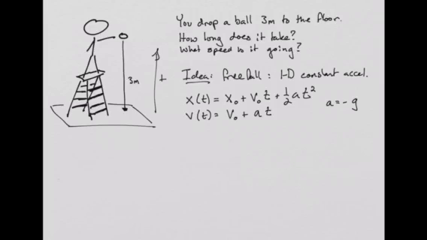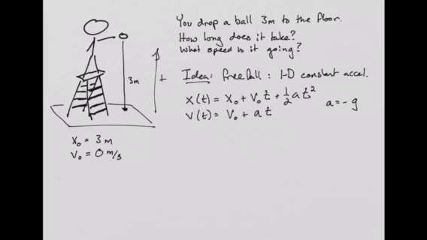Now let's think about our problem. Our initial position is 3 meters off the ground. So we're going to say that the initial position is 3 meters. We release the ball, we drop the ball. So when we let go of the ball, its velocity is 0 meters per second.